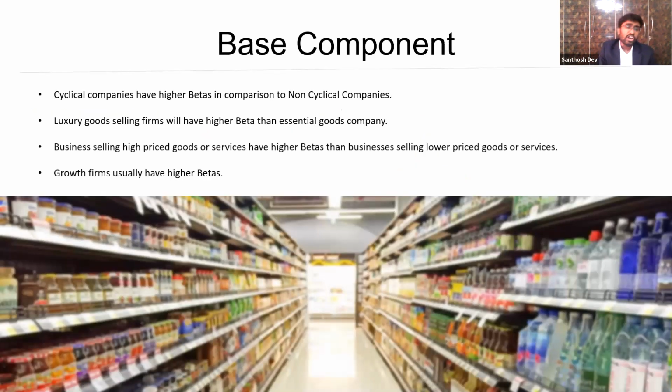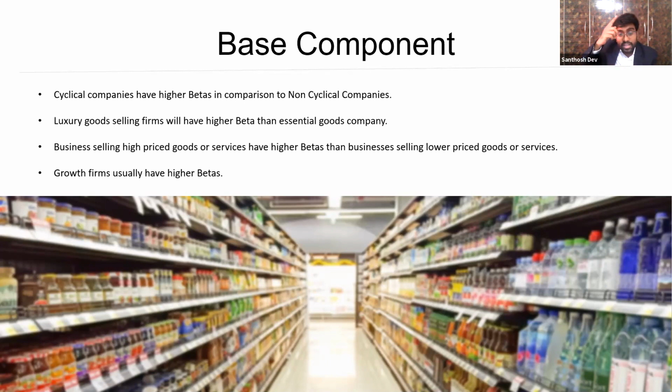With regard to the base component, based on your product, if it is a cyclical business, that kind of company will have a higher beta in comparison to a non-cyclical company. Usually, what is a cyclical company? It is mostly luxury-oriented goods, goods which are not essential in nature. If the market is behaving badly, if there is a crisis in the world, then the markets will go down. At that point in time, who would be ready to go and spend their time in a luxury hotel?